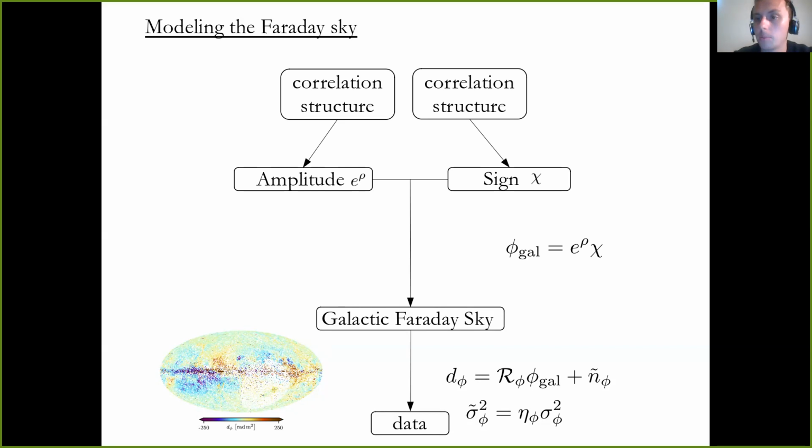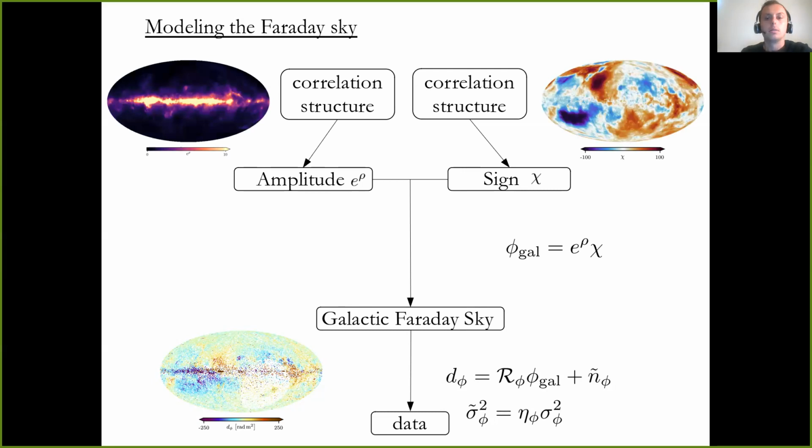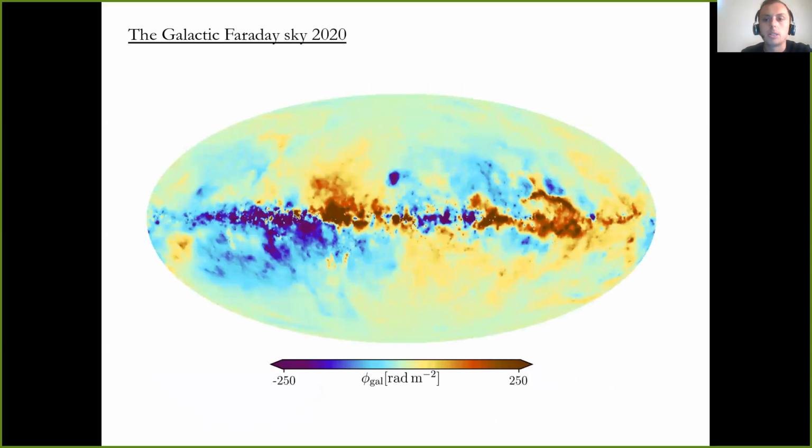So basically, to summarize this, we have an algorithm that gives us not only the Faraday sky, but two component maps, which for now are only helper fields. They don't really tell us anything. And those are the resulting maps of our reconstruction. And this is basically the resulting Faraday sky map that we have.